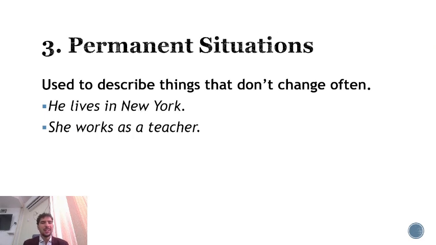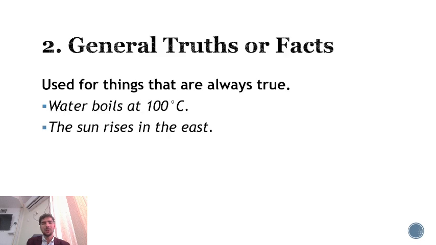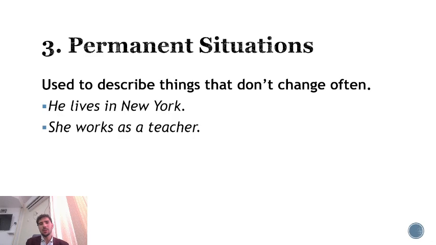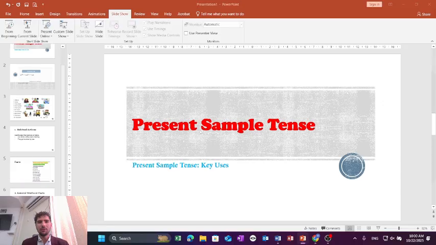And the third usage is for permanent situations. It's used to describe something that doesn't change often. He lives in New York, and now he lives there. He has always lived there, and maybe he will continue to. Also, she works as a teacher. She's a teacher. She can't change her passion. It's a permanent situation. These are the three main uses of the simple present tense: habitual actions, facts or general truths, and permanent situations. Ready? At the end, as I told you, we have a practice test using Padlet.